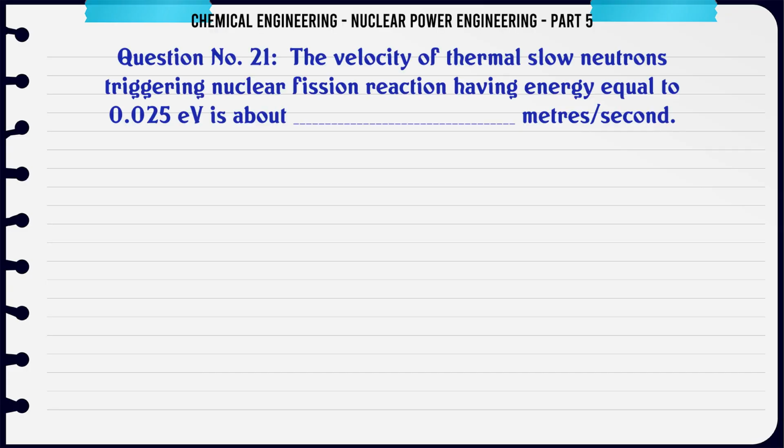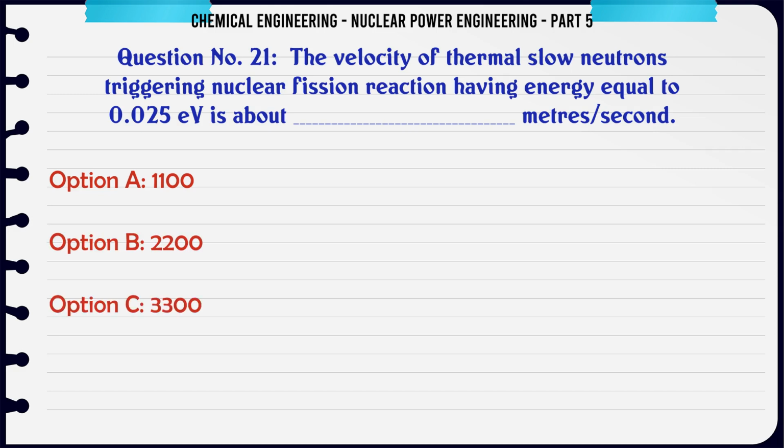The velocity of thermal slow neutrons triggering nuclear fission reaction having energy equal to 0.025 eV is about how many meters per second? A. 1100. B. 2200. C. 3300. D.